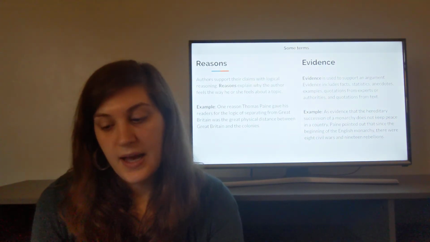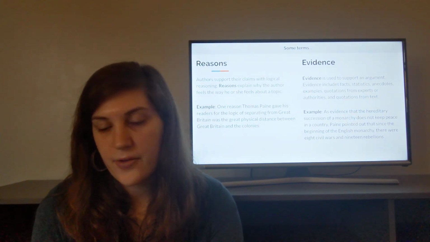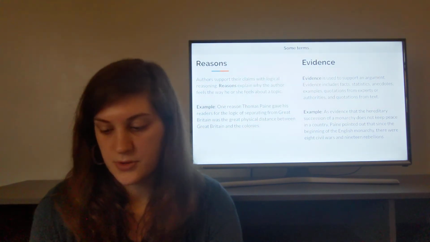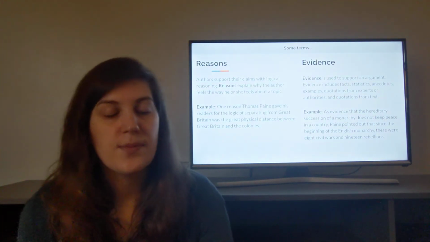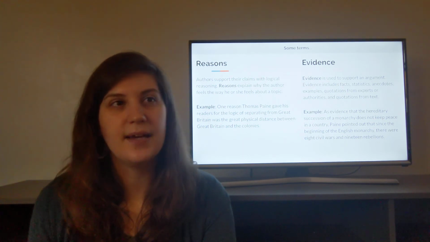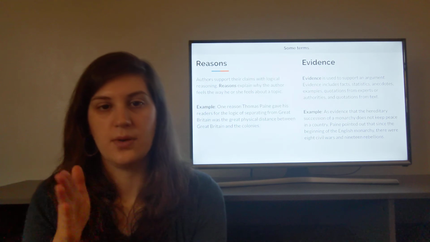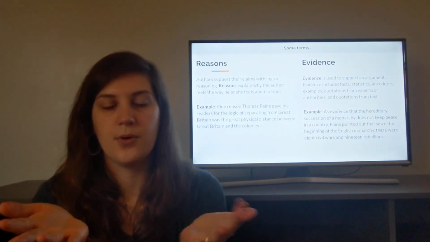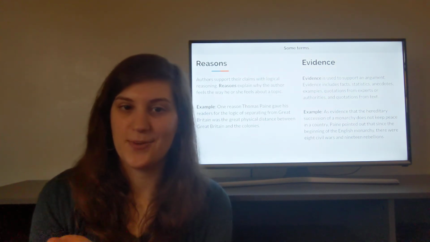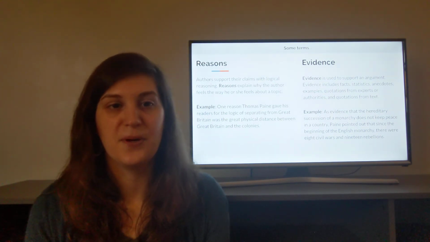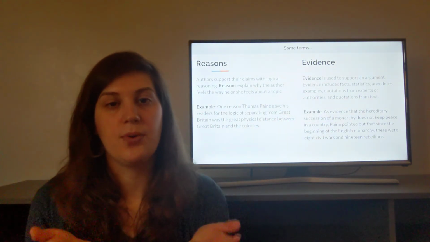Evidence, on the other hand, is used to support your argument in a different way. It uses other facts, statistics, anecdotes, which are stories, examples, quotations from experts or authorities, quotations from other texts. So reasons are specifically what you believe and here's the reasons why, and evidence is used to support that. Well, 9 out of 10 dentists say that this toothpaste is the best. I mean, that's kind of a dumb example, but you're pulling in things from other sources to support the reasons.